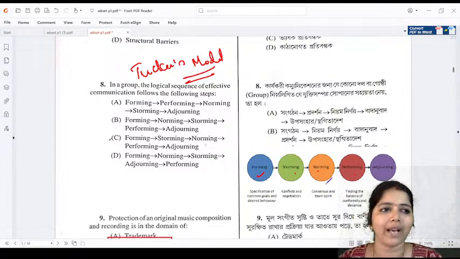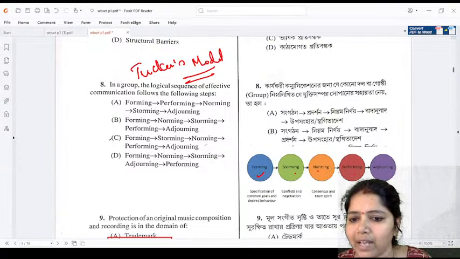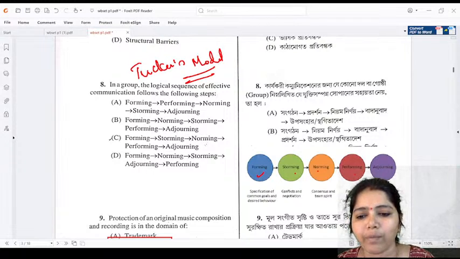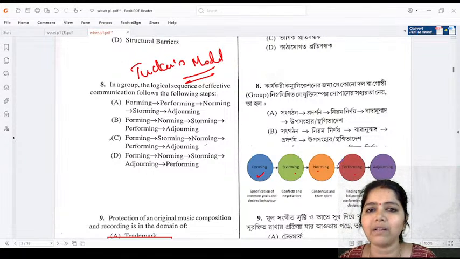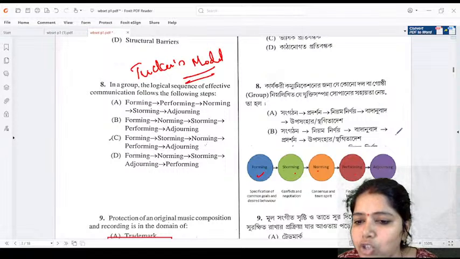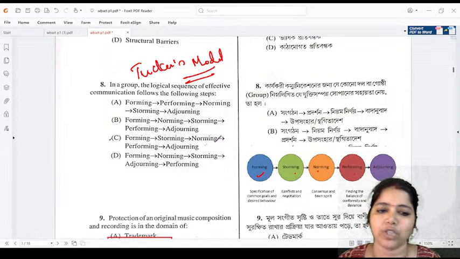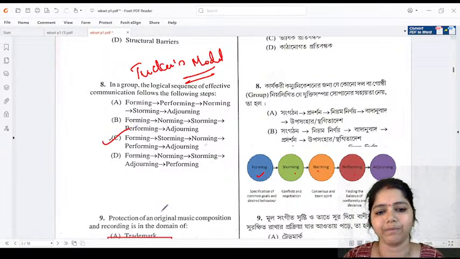Norming means what? We'll be accepting things within the team people, right? Consensus and the team spirit. Performing means finding the balance between conformity and deviance, as we are in a group, right? And adjourning is feedback and the dispersion. Option 3 will be the right answer.